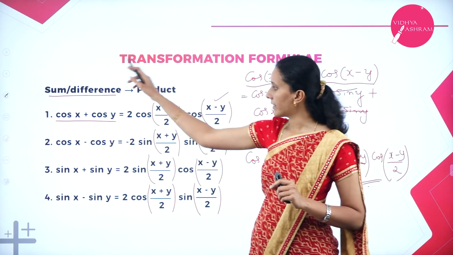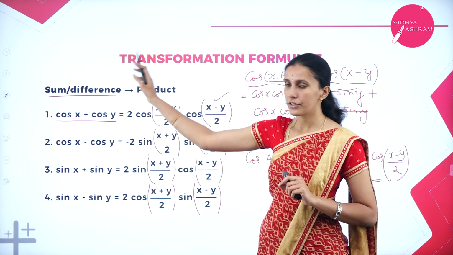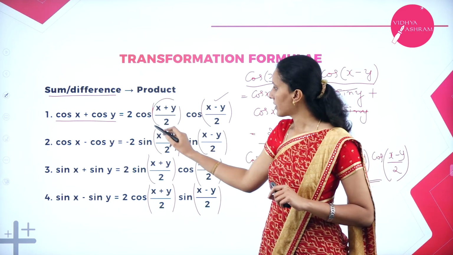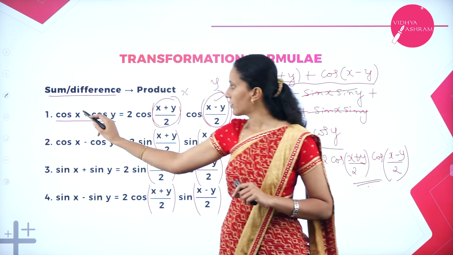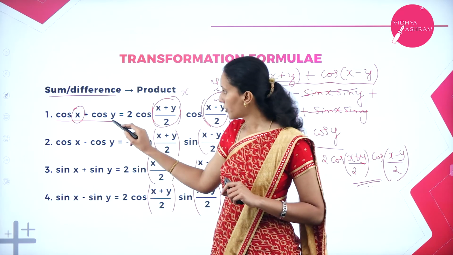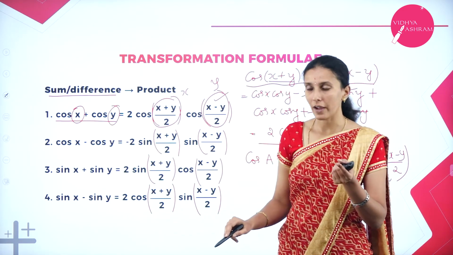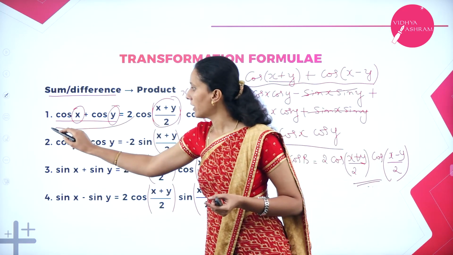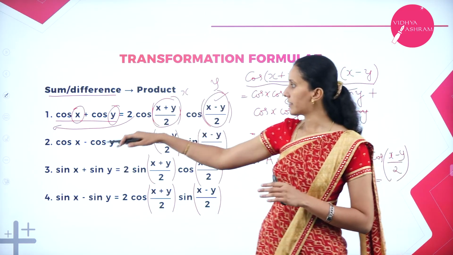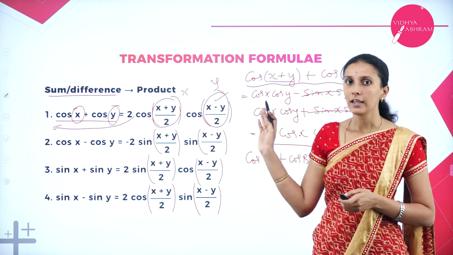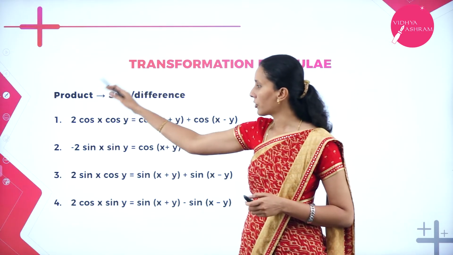Now we are going back from RHS to LHS. So here, this one I have taken as X, this one I have taken as Y. So this will become (X plus Y) by 2 and this will become (X minus Y) by 2. This 2 will come in the denominator. Going back to the formula, from LHS to RHS it is sum or difference to product. The same is from product to sum or difference.